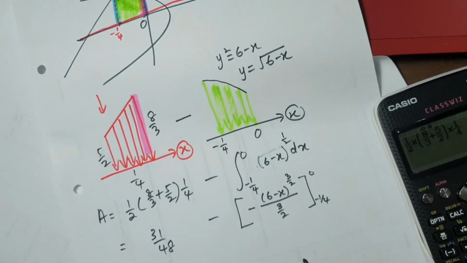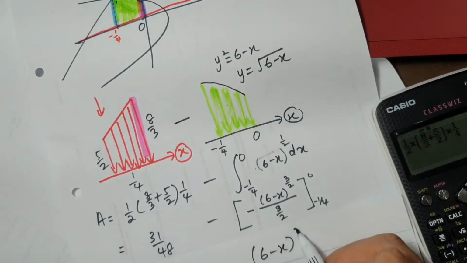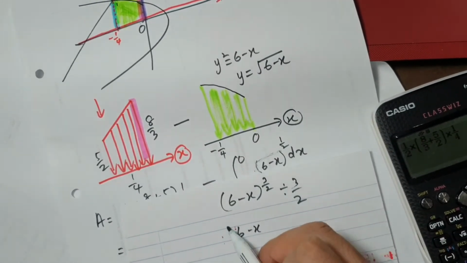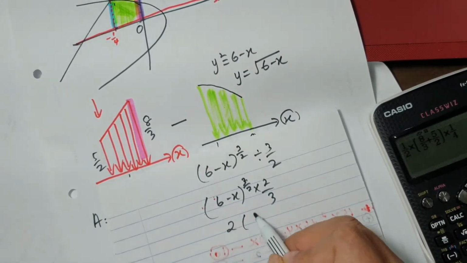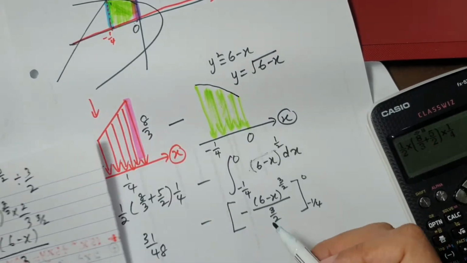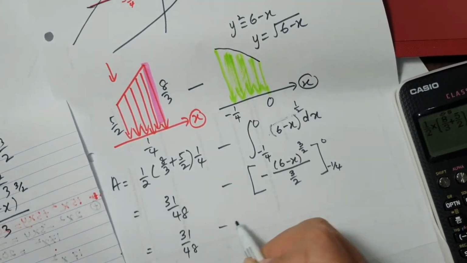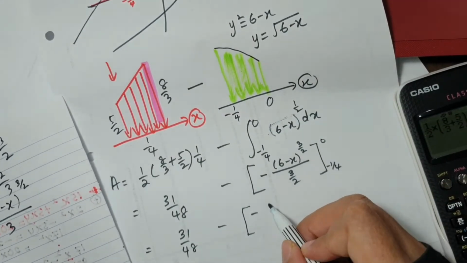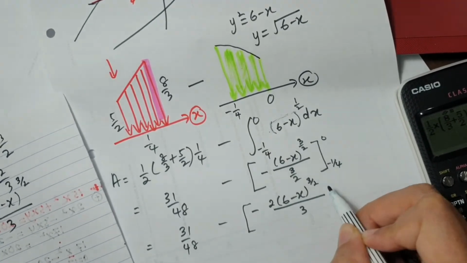This one boleh simplify. So if you simplify this, divide by 3 over 2, kan? Dia jadi times 2 over 3. Betul? So boleh tulis dia macam ni. 4 over 3, 2 over 3. So boleh tulis sebagai negative 2 over 3.